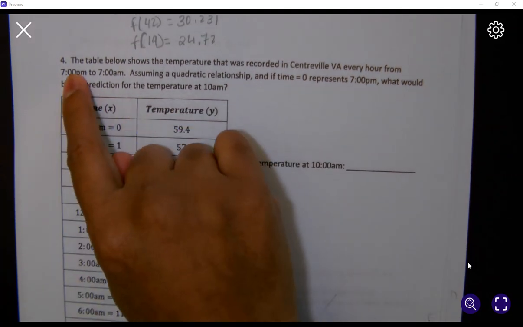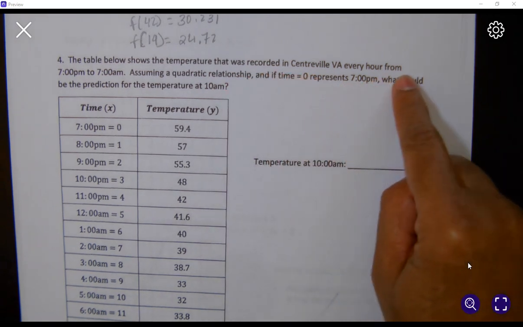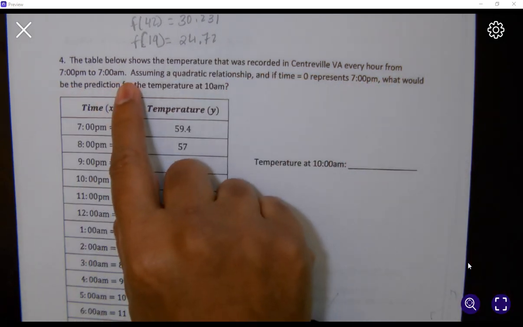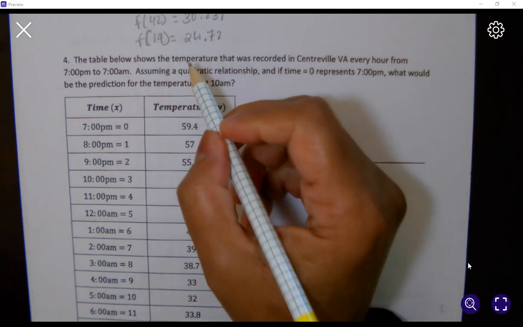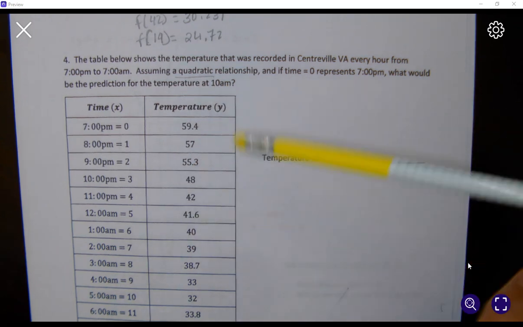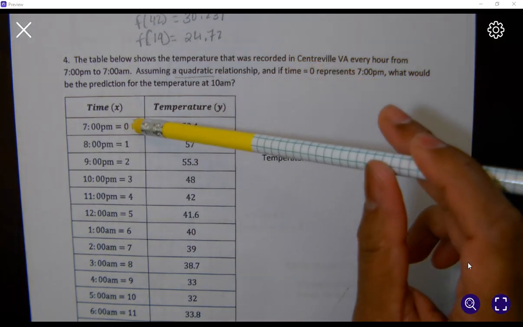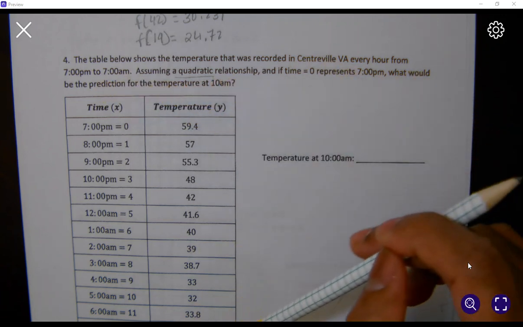Okay, so problem number 4 says the table below shows the temperature that was recorded in Centerville, Virginia every hour from 7 p.m. to 7 a.m. Assuming a quadratic relationship, so this is where it tells me that I should do a quadratic regression. If time equals 0 represents 7 p.m., what would be the prediction for 10 a.m.?